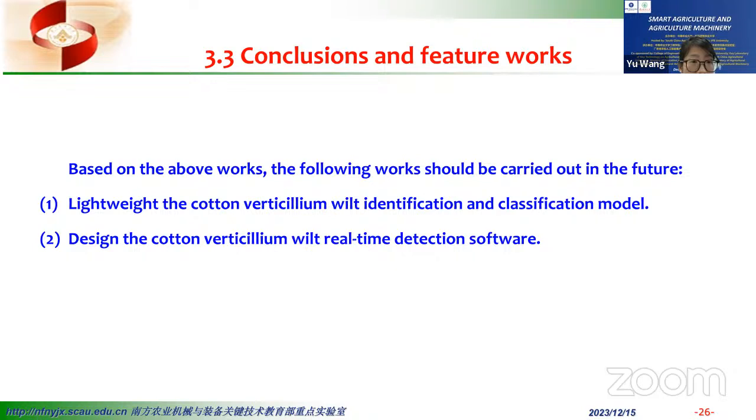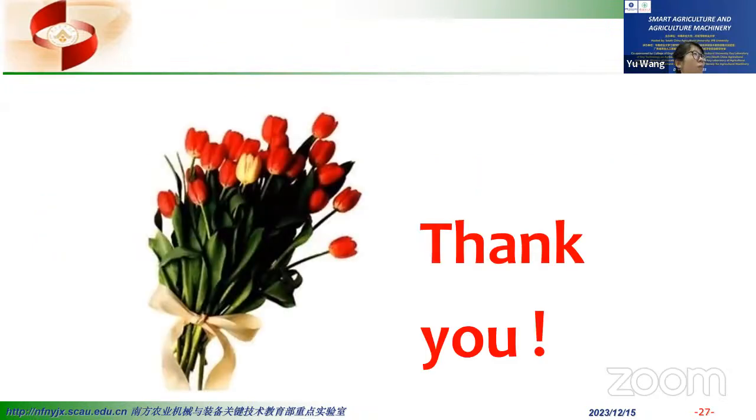Based on the above works, the following works should be carried out in the future. First is to lightweight the cotton verticillium wilt identification and classification module. Second, to design the cotton verticillium wilt real-time detection software. That's all of my presentation.